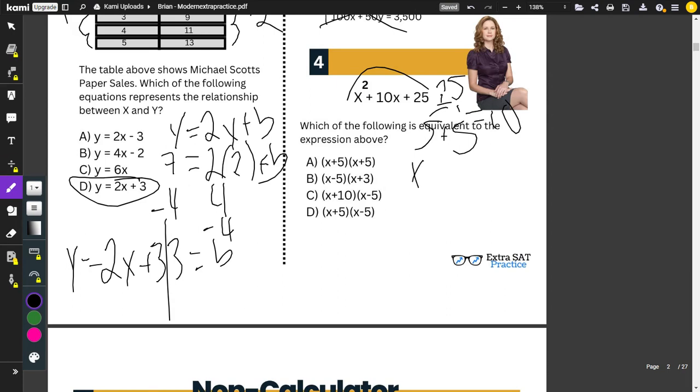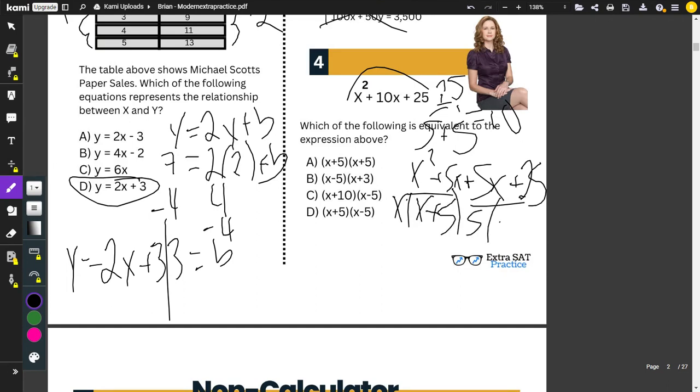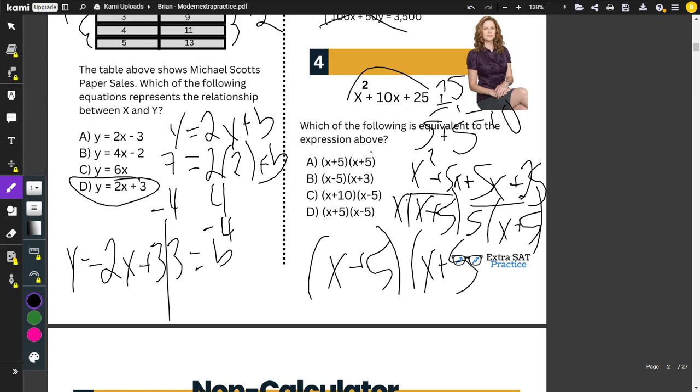So we can rewrite this into x squared plus 5x plus 5x plus 25. All right, now we find what they have in common. These two have an x, so x times x plus 5. These both share a 5, so x plus 5. And we can rewrite this into x plus 5, x plus 5. All right, and then this goes with answer choice A, right?